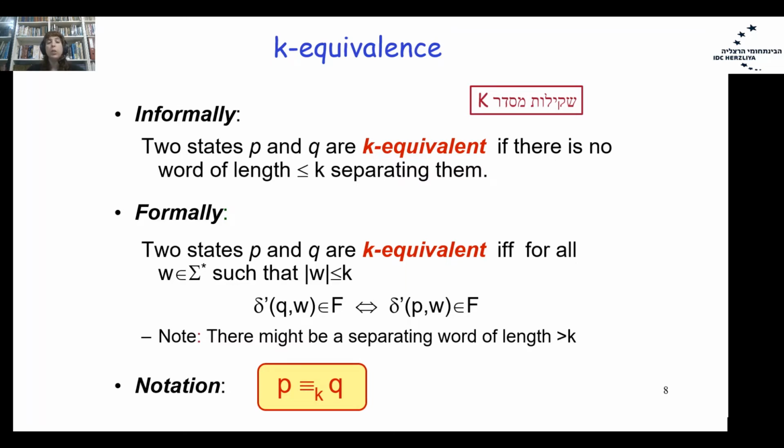The notation for K equivalence: we write P, three-bar equivalence sign with index K, Q. This is the notation for the K equivalence sign.